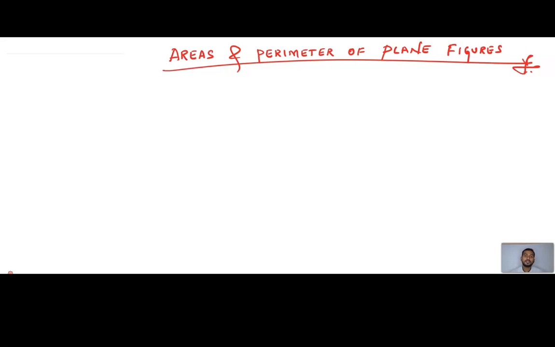Dear students, today we are going to start the new chapter of class 9 ICSE syllabus mathematics, that is area and perimeter of plane figures. This is unit number 6. It comes under mensuration.